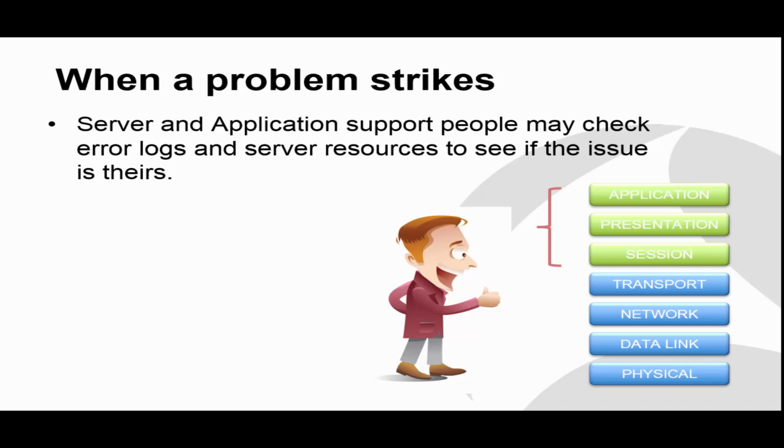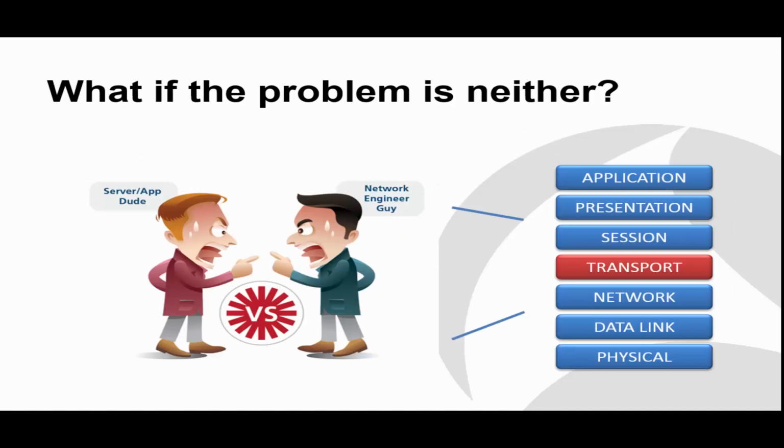This is what causes a lot of contention. These two guys start finger pointing at each other. It's your fault, it's your fault. They're jumping over this layer that's in the middle, the transport layer. Nobody really seems to want to own it today.